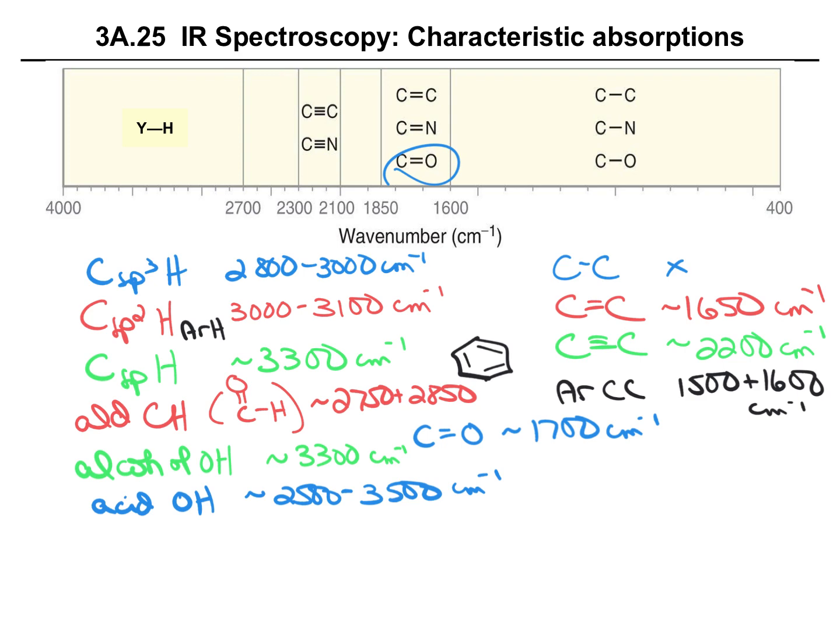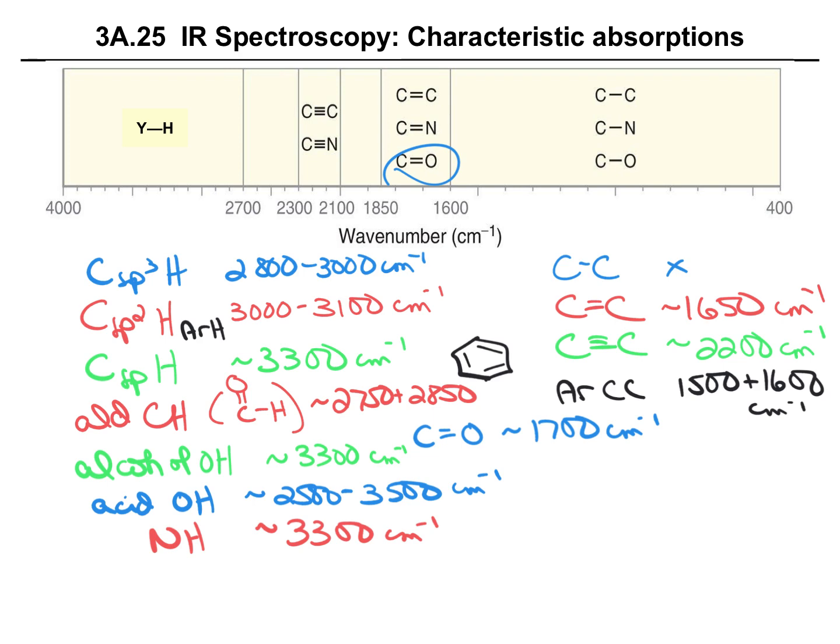Now, this is not a range where sometimes it shows up at 2,800, sometimes 3,200. The acid OH is a really, really broad peak, and so it tends to stretch out all the way from about 2,500 to 3,500. It's really a unique looking peak on the IR spectrum. And if we have an NH, these will also absorb around 3,300 inverse centimeters.